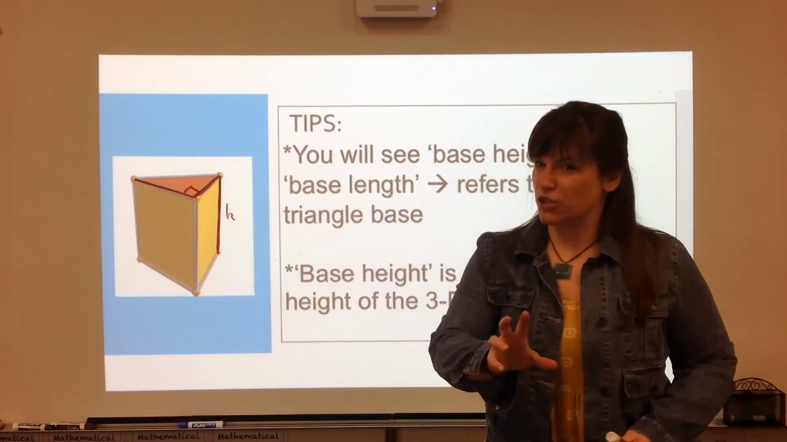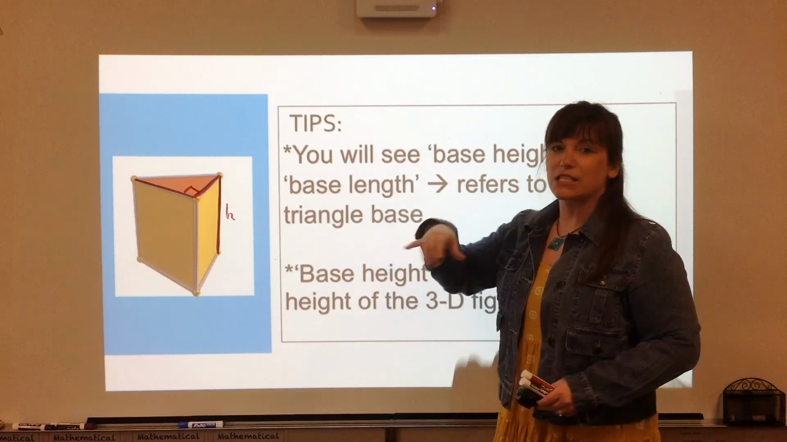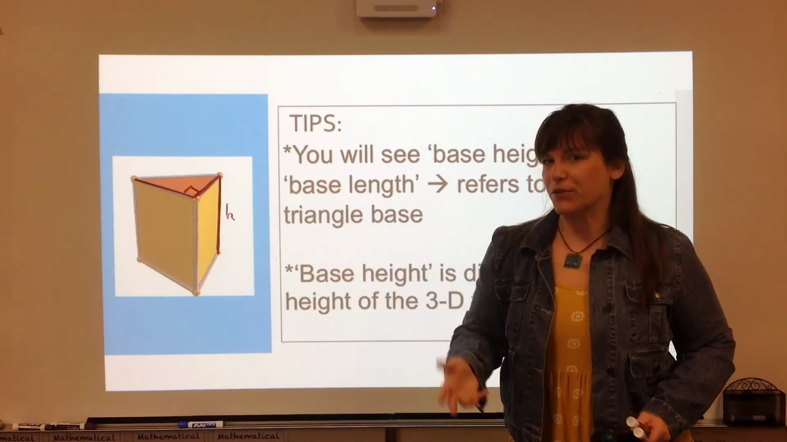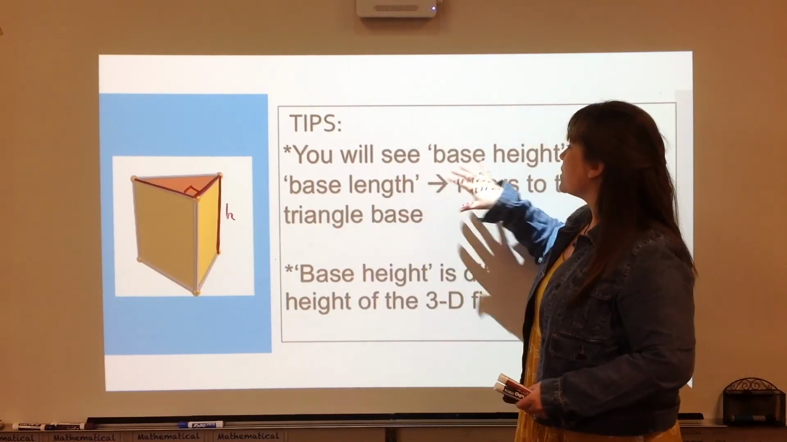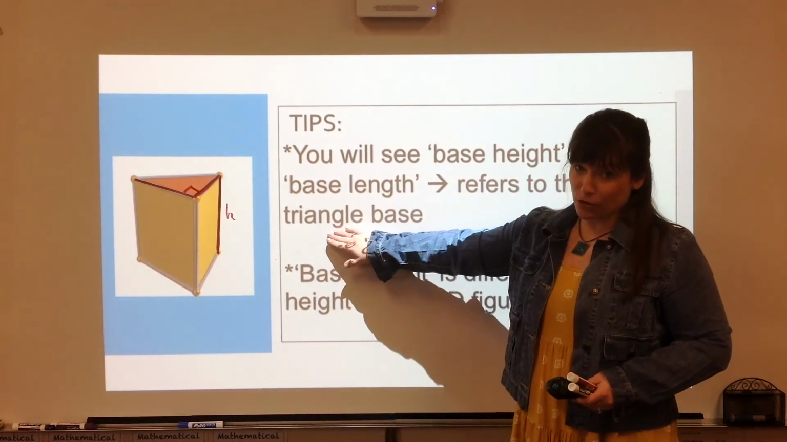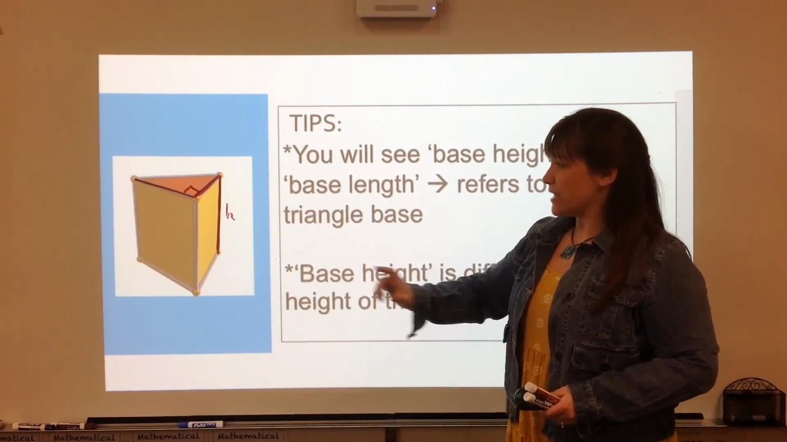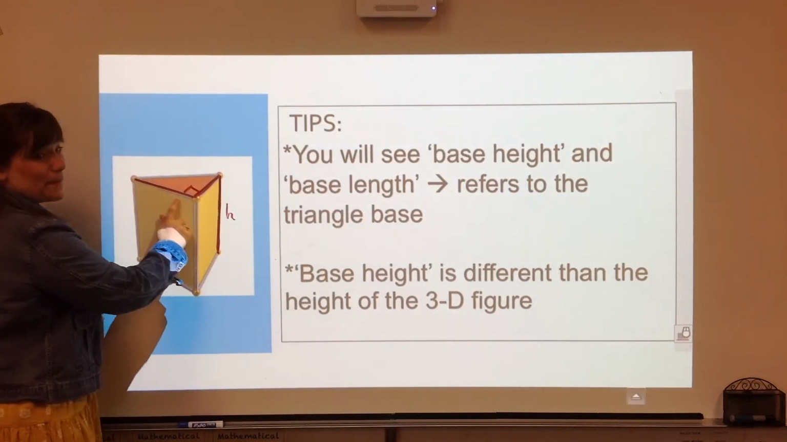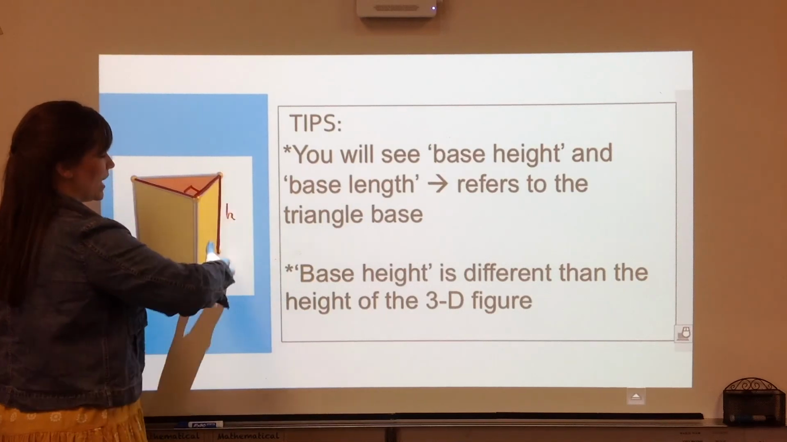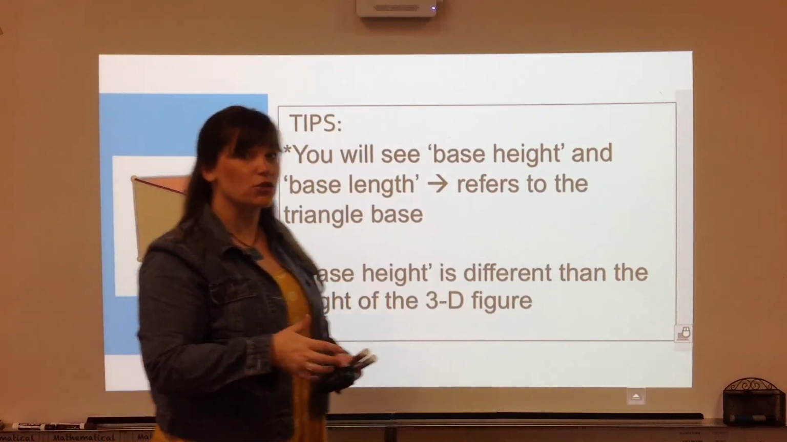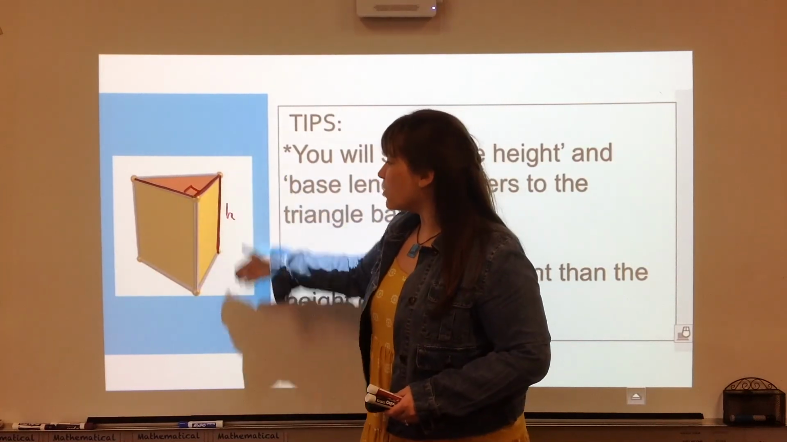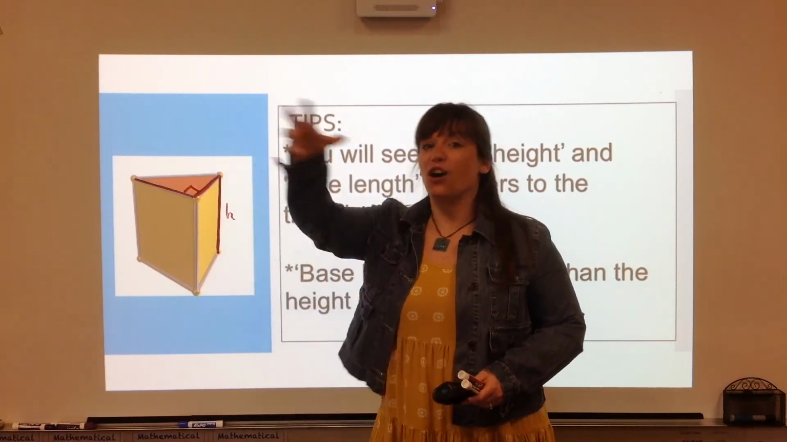We're just going to deal with the visuals today in this video. Tomorrow you might see some word problems where they just kind of write out what each side and each part of the three-dimensional shape is. So you might see tomorrow the base height and the base length. That's just talking about the triangle base. And the base height, this height of the base as a triangle, is different than the height of the entire three-dimensional figure. So that's why there's two H's. One height is referring to the height of the base of the shape, and the other is referring to the entire height of the three-dimensional shape.